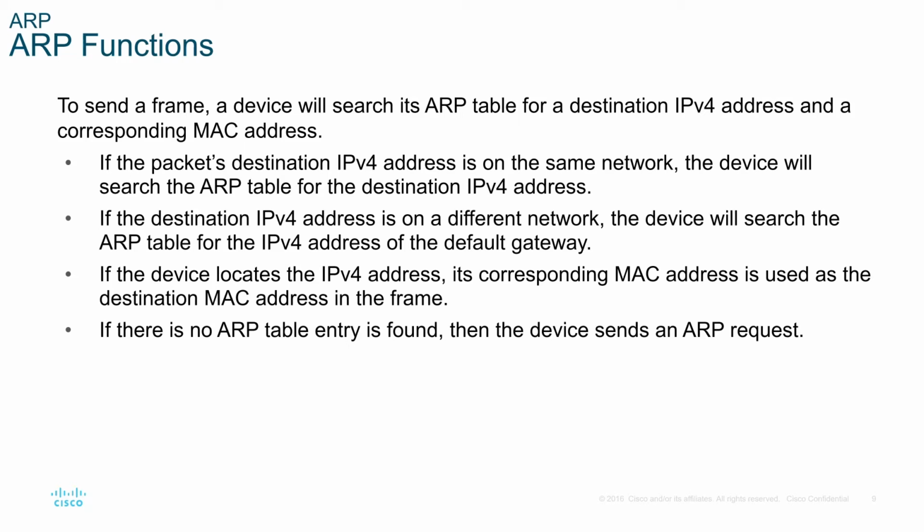When a router responds with the MAC address of the default gateway, it is called proxy ARP, as the router is acting as our proxy to get our packet to its final destination.